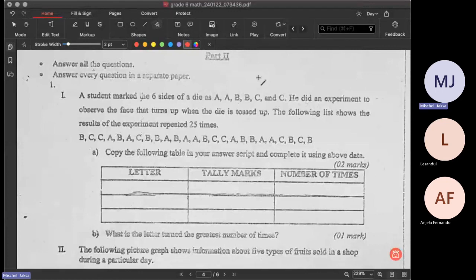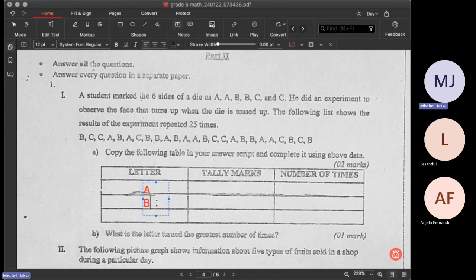A student marked the 6 sides of a dice as A, B, B, and C. He did an experiment to observe the faces that turn up when the die is tossed. The following list shows the result of the experiment repeated 25 times. Copy the following table in your answer script and complete it using the above data. Okay, now we have 3 letters, so I'm going to write A, B, and C. Now we have to draw the tally marks.